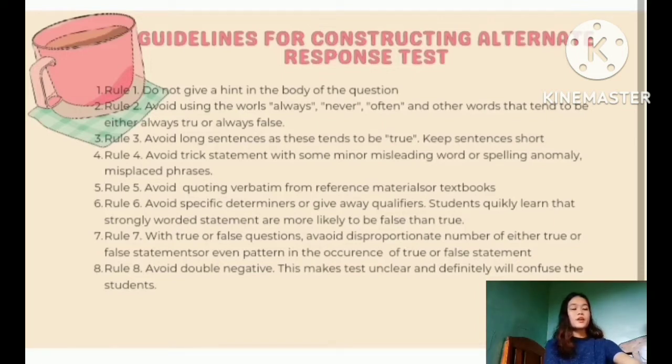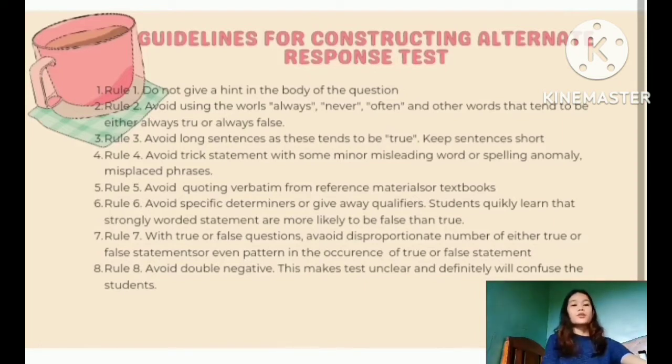Rule number 6. Avoid specific determiners or giveaway qualifiers. Students quickly learn that strongly worded statements are more likely to be false than true, for example, statements with never, no, all, or always. Moderately worded statements are more likely to be true than false. Statements that are moderately worded use many, often, sometimes, generally, frequently, or some, usually, and should be avoided.